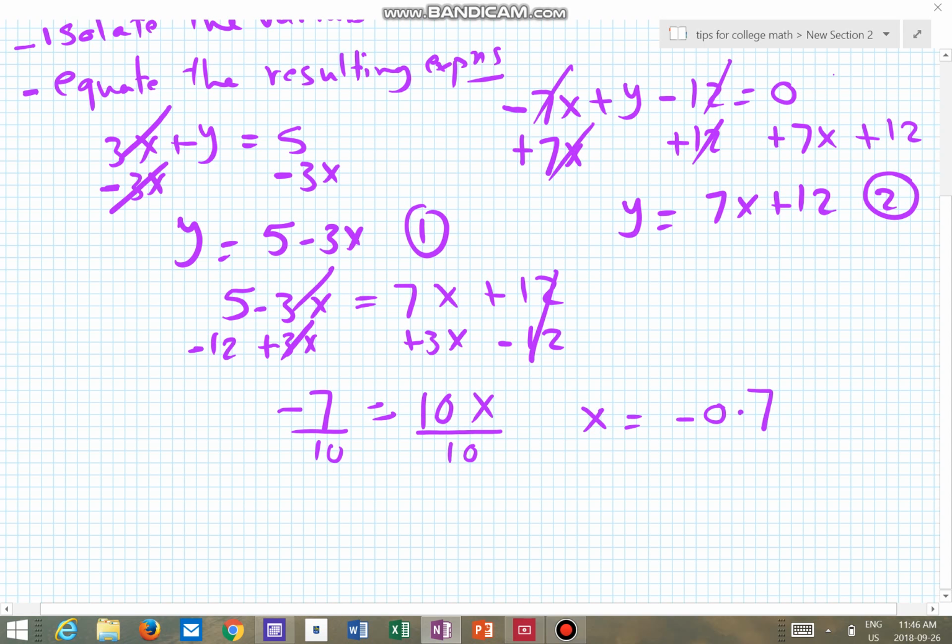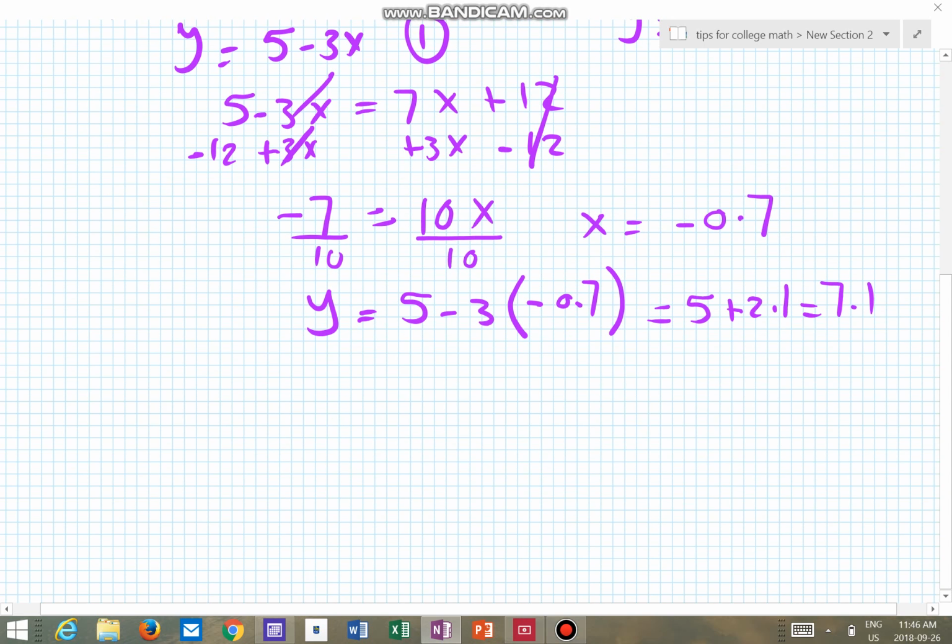If x equals 0.7 with a negative sign, what will be the y value? Well, either I go to 1 or to 2, and that will give me the value for y. So let's go with 1. y equals 5 minus 3 times x. So x is negative 0.7, or 5 plus 2.1, which is 7.1. In this case, my point of intersection is already decided. That's negative 0.7 and 7.1.